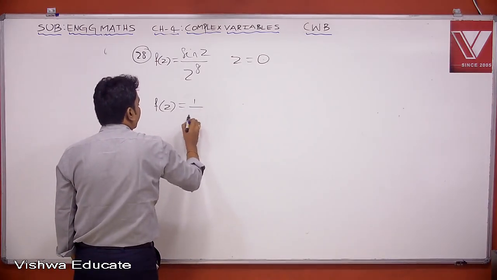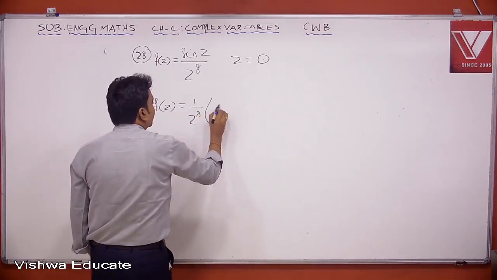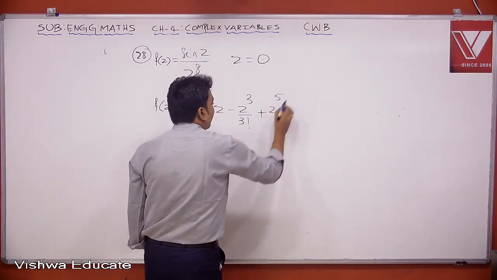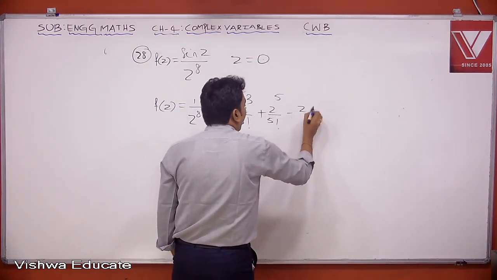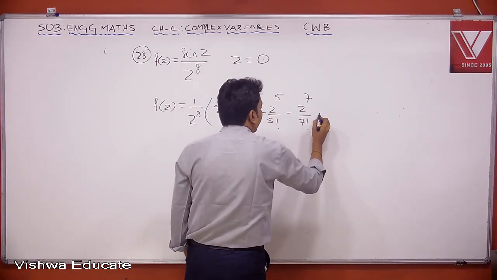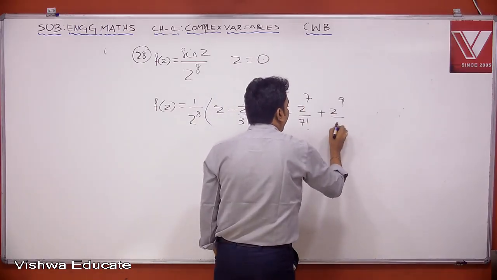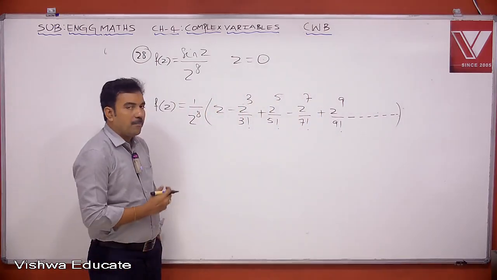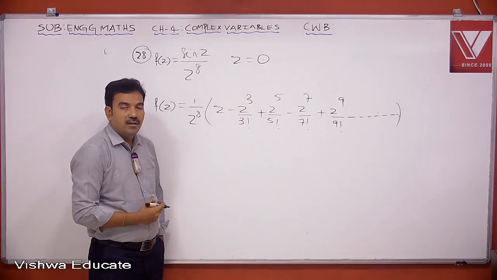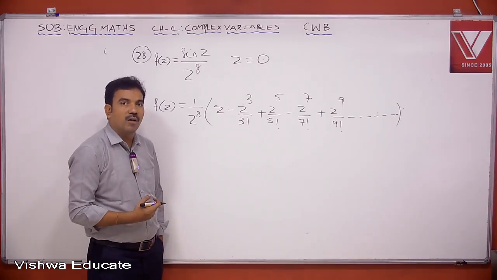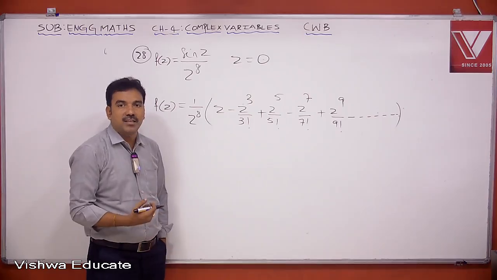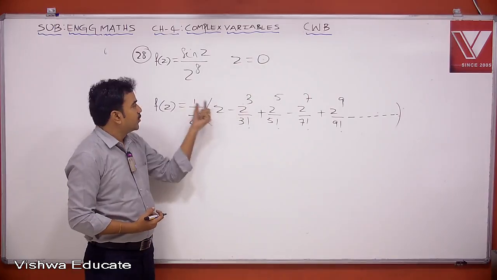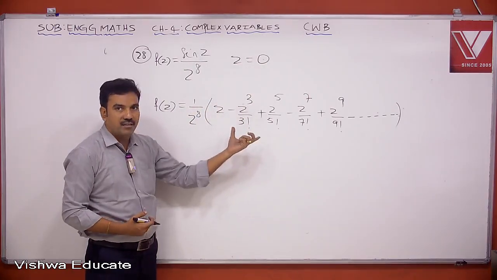So this is 1 by z power 8 into the sin z series expansion: z minus z cube by 3 factorial plus z power 5 by 5 factorial minus z power 7 by 7 factorial plus z power 9 by 9 factorial minus and so on. What I am doing is I am approaching the definition of residue. So what is the definition of residue? The coefficient of 1 by (z minus z naught) in the Laurent series expansion of f of z. Here we need to find the residue of this function when z is 0. So since sin z has a series expansion, write this.